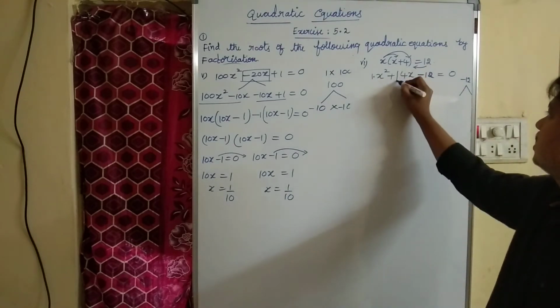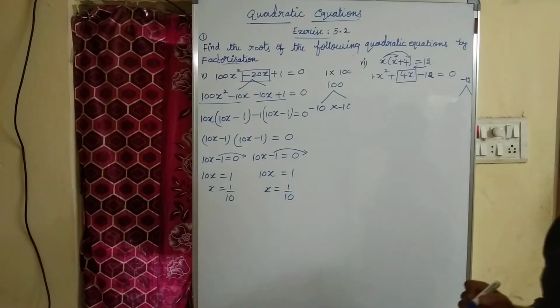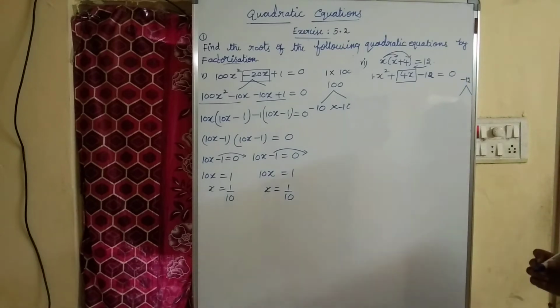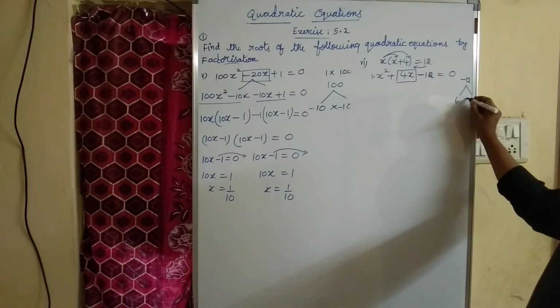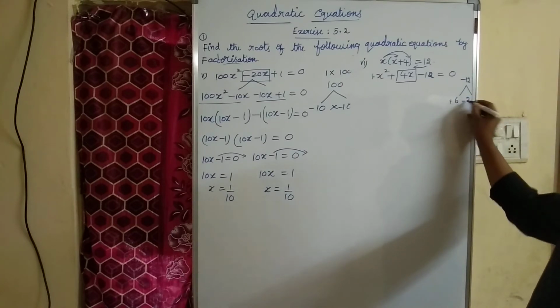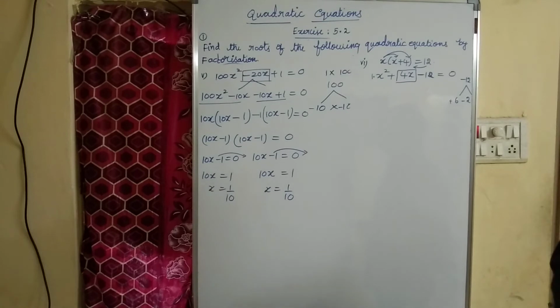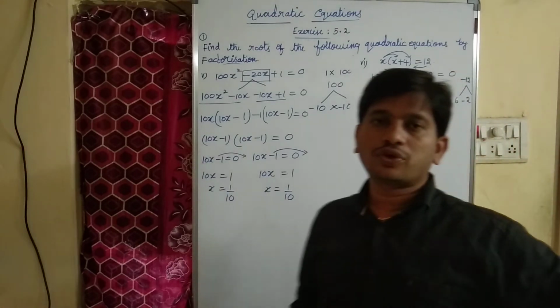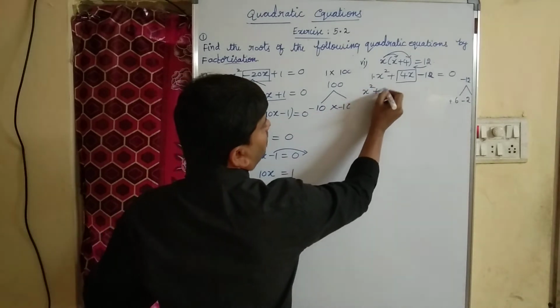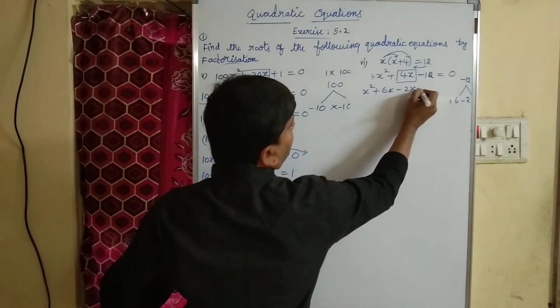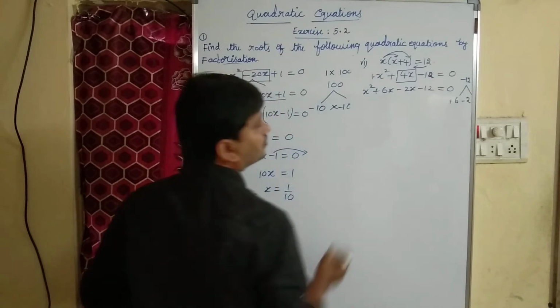What is the middle term children here? The middle term is plus 4x, right? So factors of 12 are 6 and 2, that is plus 6 and minus 2. 6 into 2 is 12 and 6 minus 2 is equal to 4. Okay, so I can write x square plus 6x minus 2x minus 12 equal to 0.